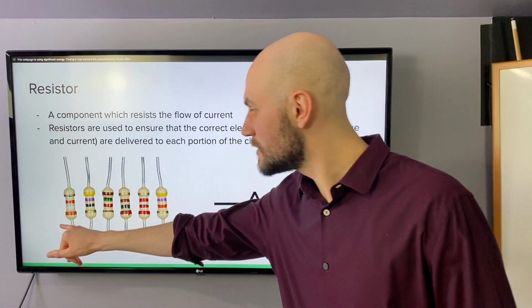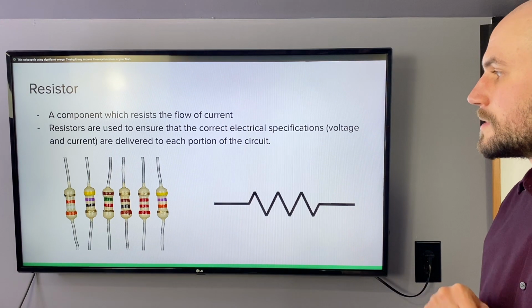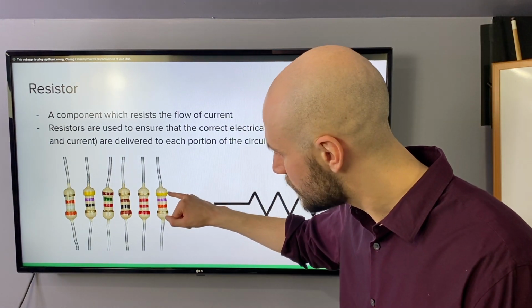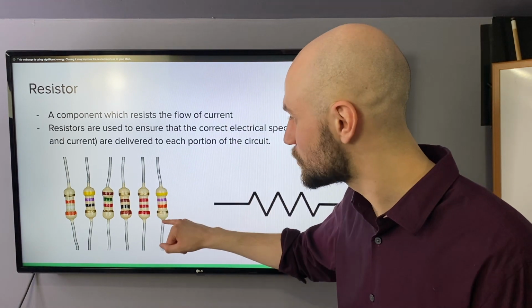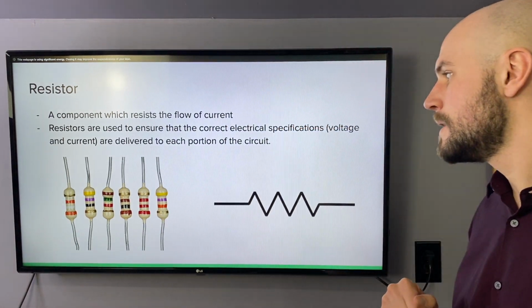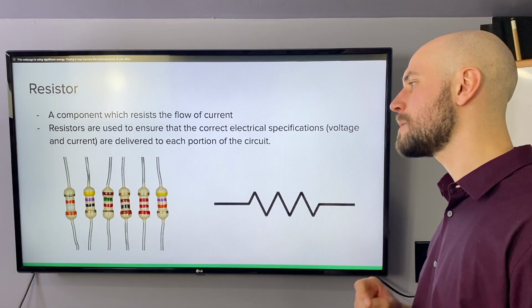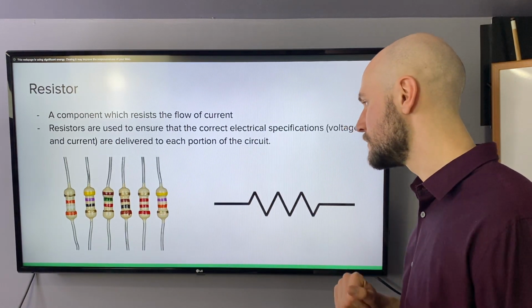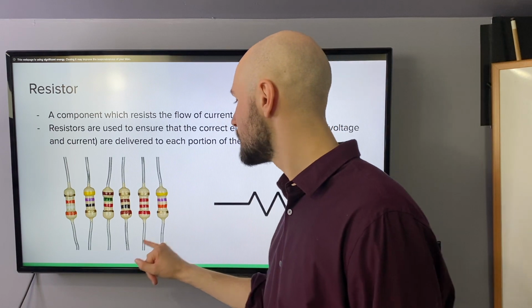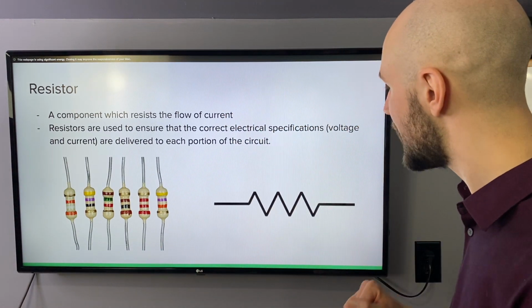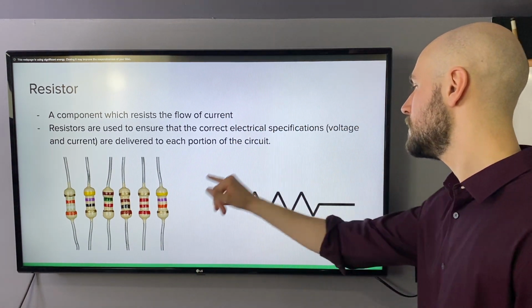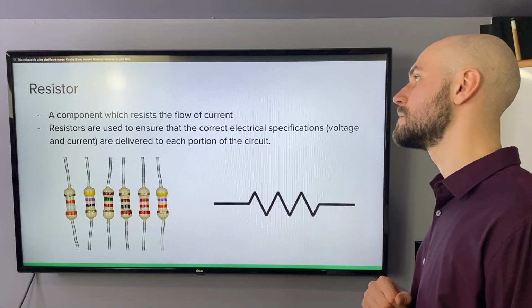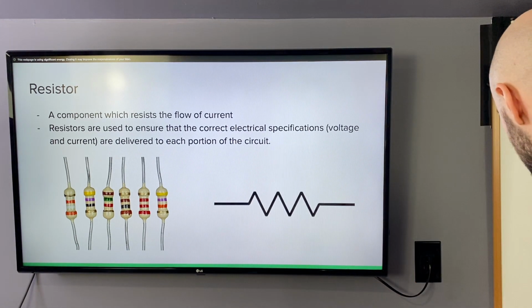Here's what resistors might look like if you saw them in a lab. They have these colored bands, which there's a code to figure out how much resistance each one has based on these colored bands. And we're going to be talking about how to actually quantify resistance in the future. But all you need to know right now is they resist the flow of current, slows down the current flow. And here's the symbol that we use in our circuit schematics.